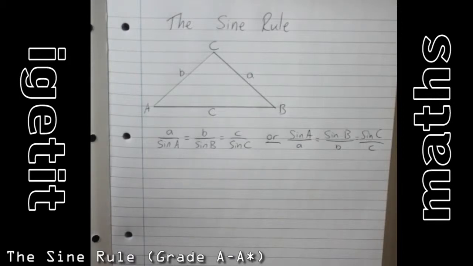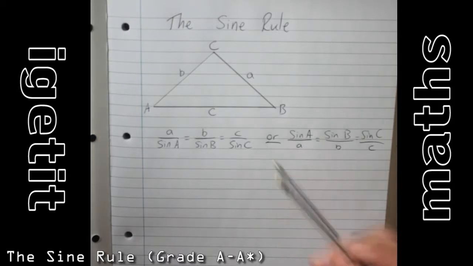Now, three of the formulas at the front of your exam paper you will see are formulas for the sine rule, the cosine rule, and finding the area of a triangle using sine. We're going to look at those now. First thing we're going to look at is the one called the sine rule.